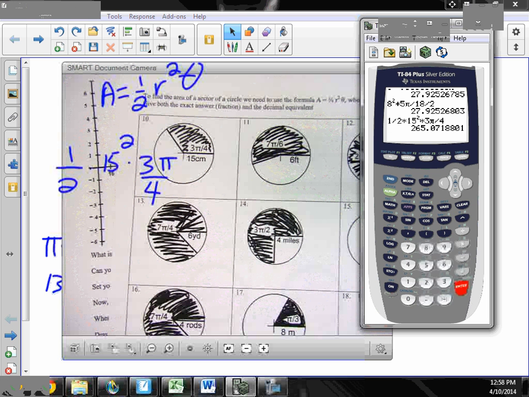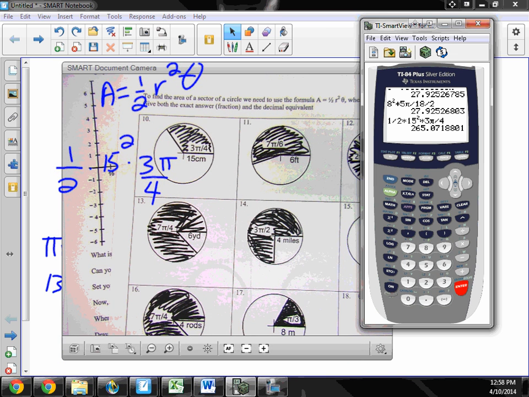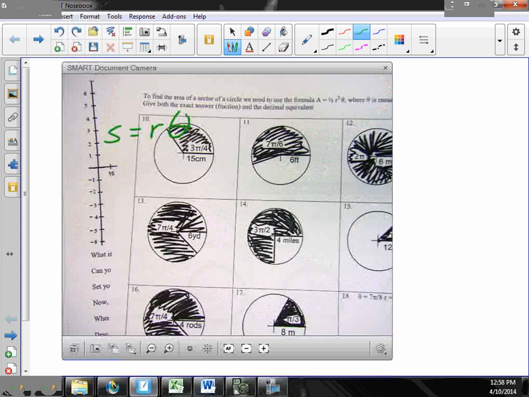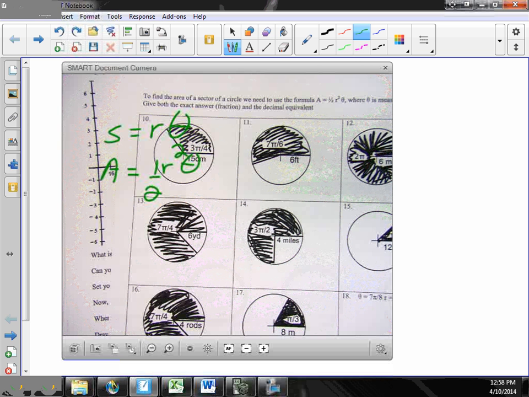Yes, that's the formula, 1/2 r squared theta. All you have to do is type in r squared and theta. The two formulas are really similar: S equals r theta and A equals 1/2 r squared theta. The pi button is above the exponent key, the caret. So it shouldn't take you too long to finish this worksheet.